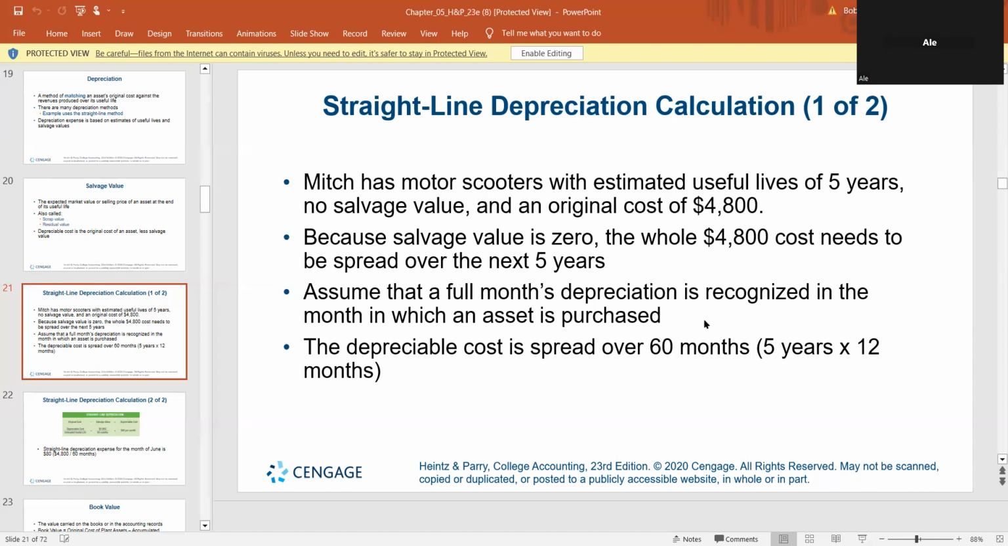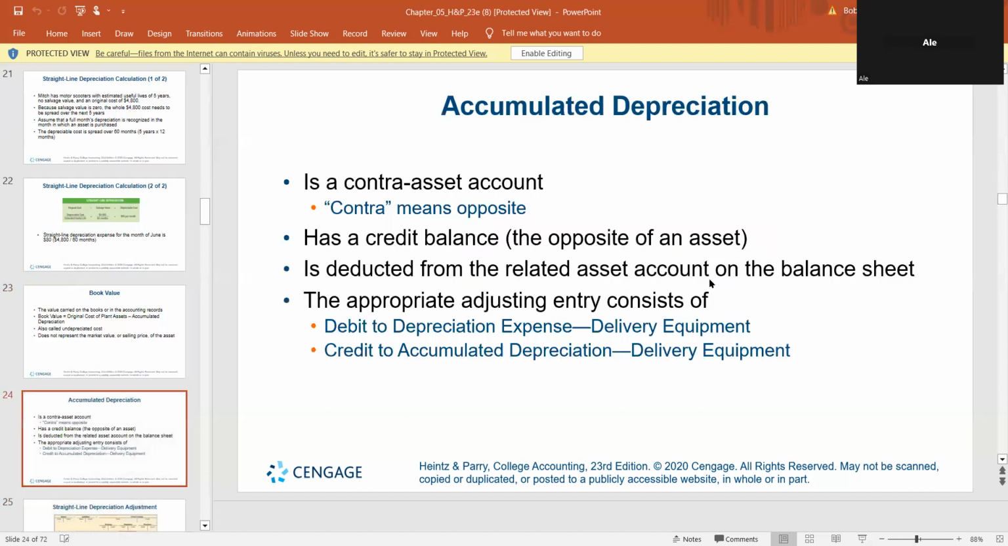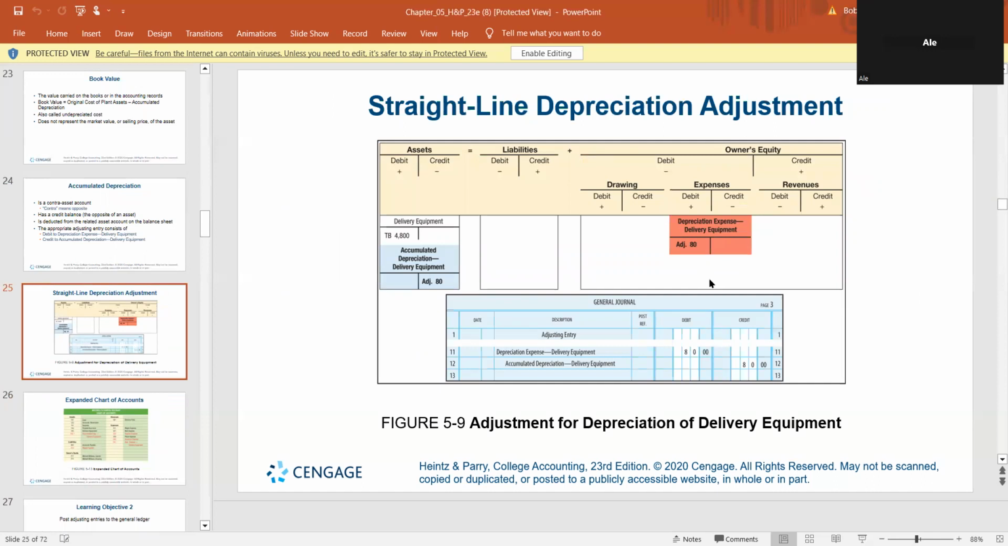Assume that a full month's depreciation is recognized. How do we calculate it? We're going to take 60 months, 5 years times 12 months, and we're going to divide that into the original cost of the asset. This asset cost Mitch $4,800. It's going to last him 60 months or 5 years. Therefore, the depreciation expense every month is $80. For the next 59 months, Mitch is going to write the same journal entry. He is going to debit depreciation expense, and he's going to credit an account called accumulated depreciation.